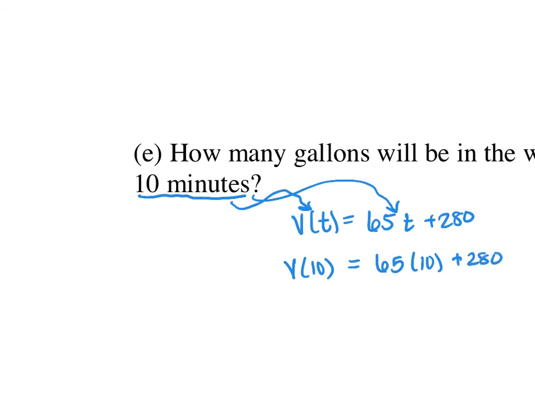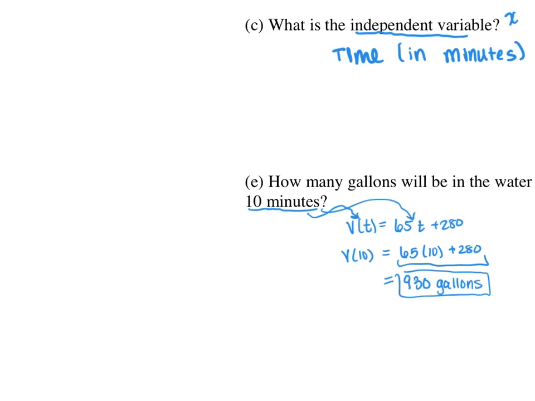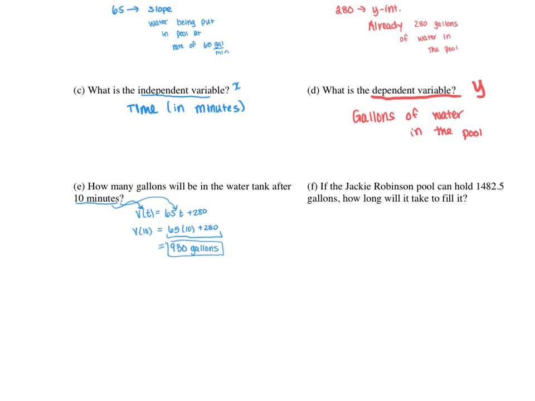All I'm going to do is type this into my calculator. I don't need to do PEMDAS because a calculator will get it right the first time. So 65 times 10 plus 280 is 930. After 10 minutes, there are 930 gallons of water in the pool. So it's slowly but surely getting filled up on a hot summer day.